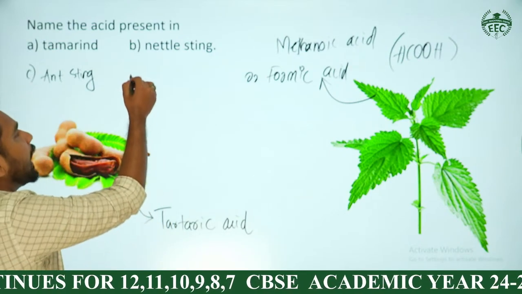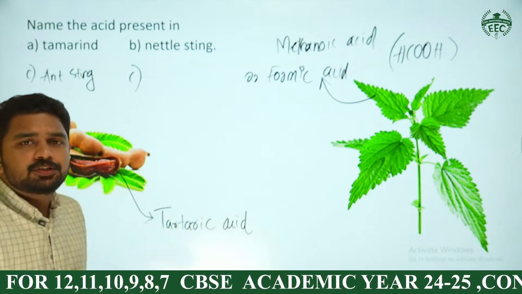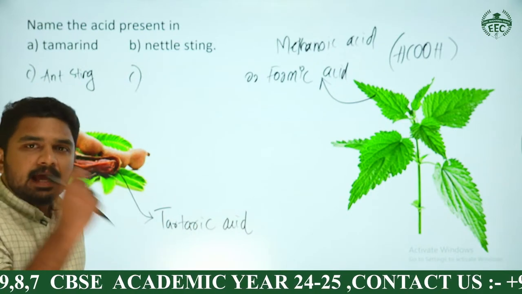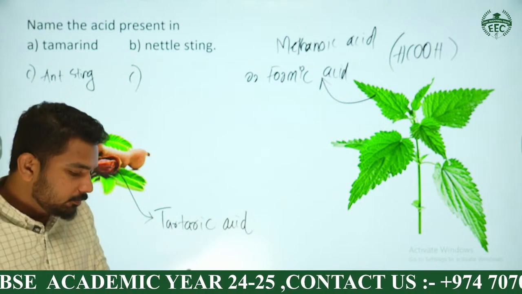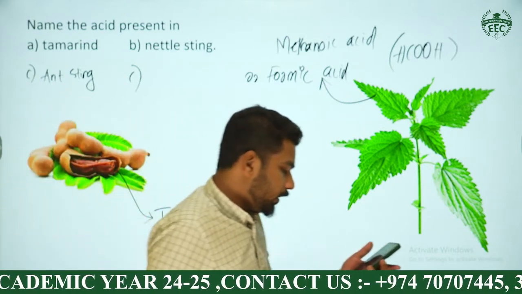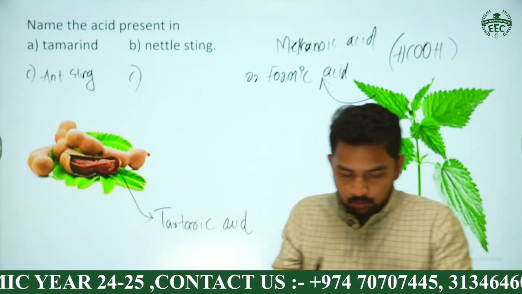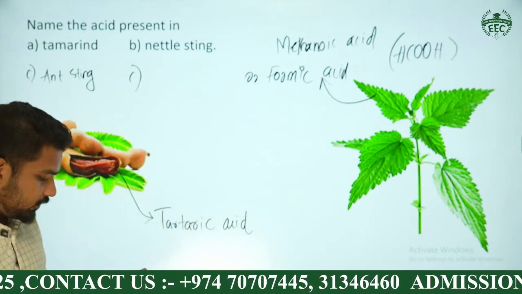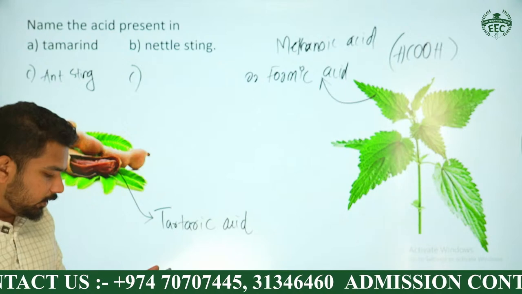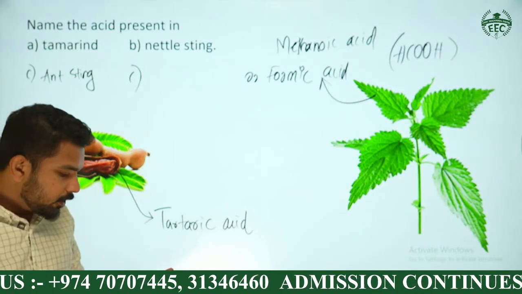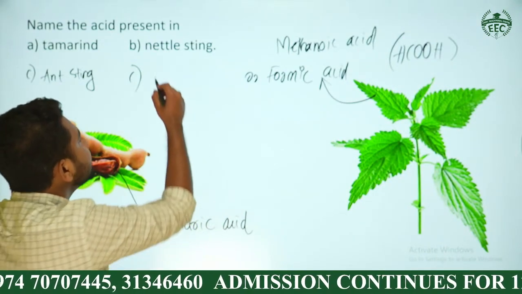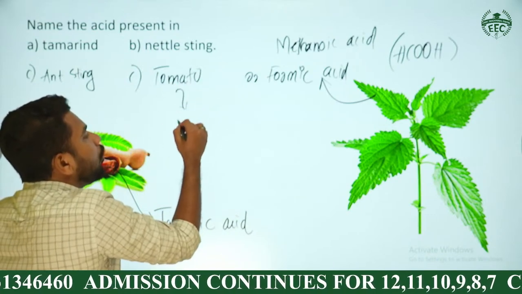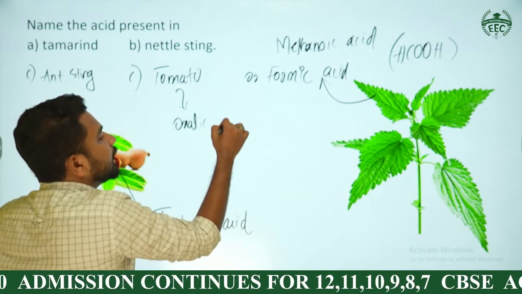And what about the acid in tomato? It's a previous year question. It's a frequently asked question. Many times it is asked. What is the acid inside tomato? Anyone? Tomato. What do you think? Yes, very good. Jaden is there. Cheyenne is there. Oxalic acid, very good. If it is tomato, it will be oxalic acid.